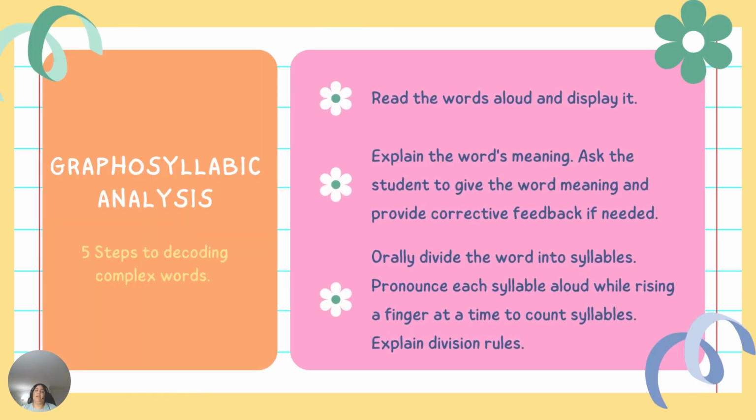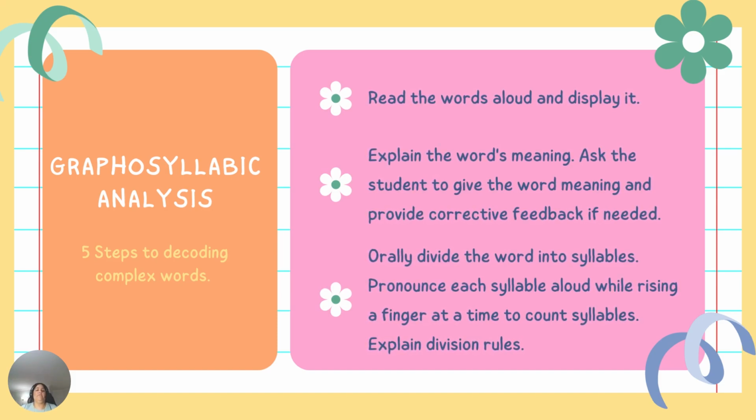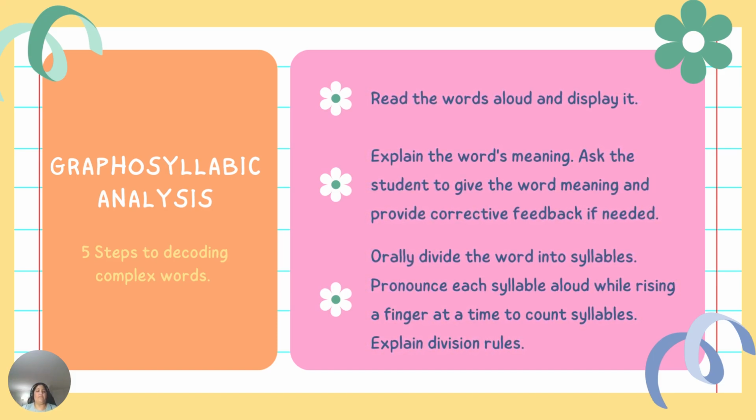The next intervention is graphosyllabic analysis, which has 5 steps to decoding complex words. The first is read the words aloud and display them. Second, explain the word's meaning. Ask the student to give the word meanings and provide corrective feedback if needed. 3. Orally divide the word into syllables. Pronounce each syllable aloud while raising a finger at a time to count syllables and explain division rules.